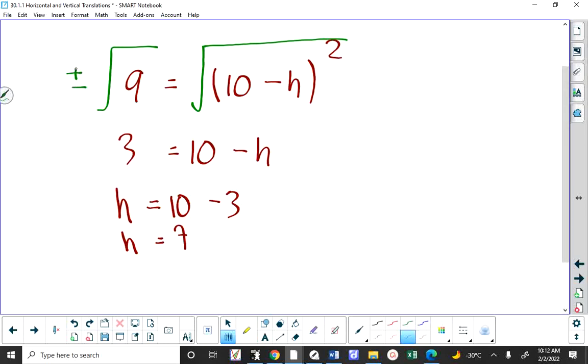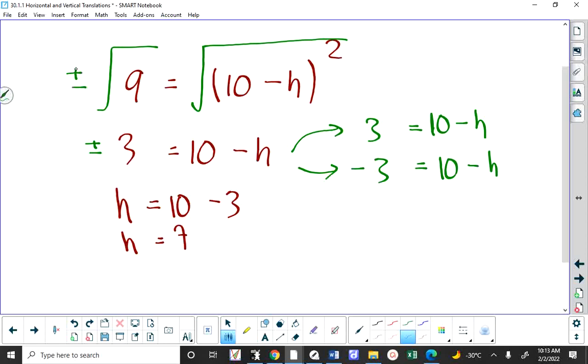Plus or minus. When you introduce the square root of something, you have to go plus or minus. So what we end up with is this. And that means 3 equals 10 minus h, and negative 3 equals 10 minus h. And then you'll get the 7 in one and the 13 in the other.